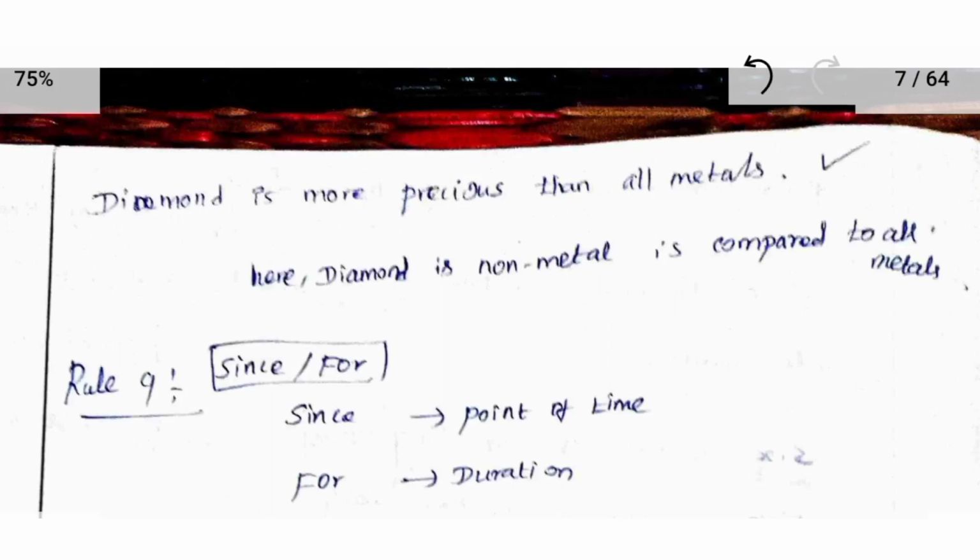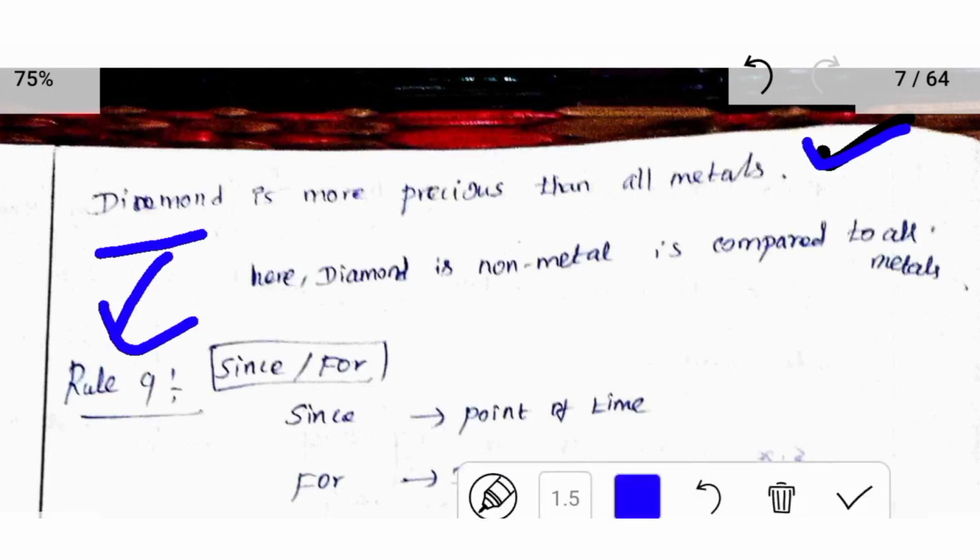Diamond is more precious than all metals. This sentence is correct because diamond is a non-metal. So diamond is compared with other metals. This sentence is correct, which means diamond is compared with other metals.